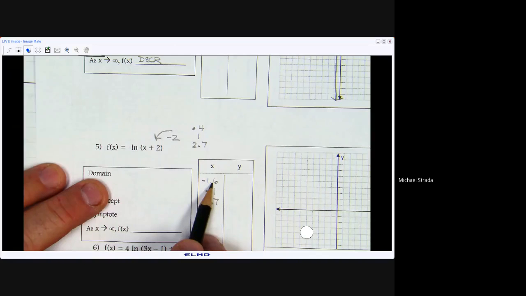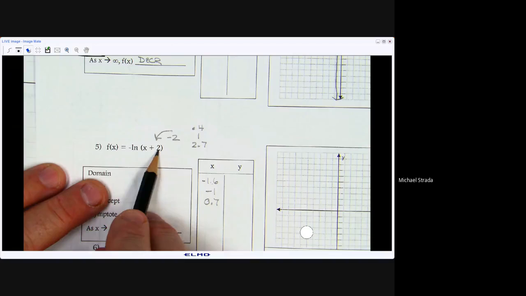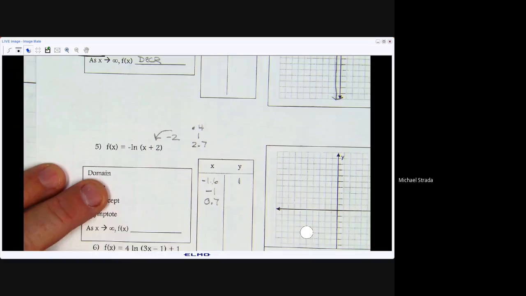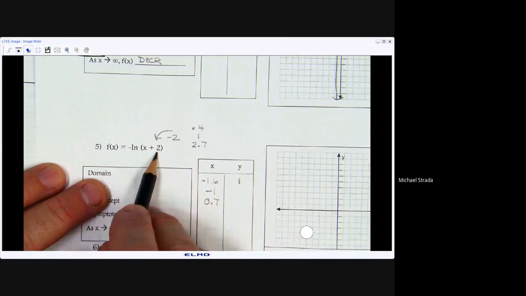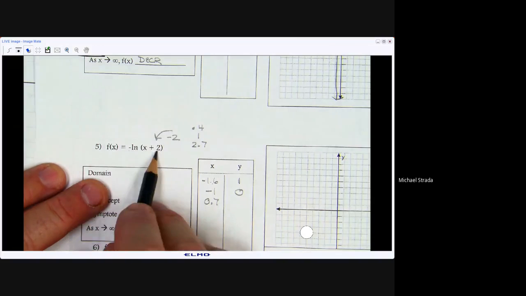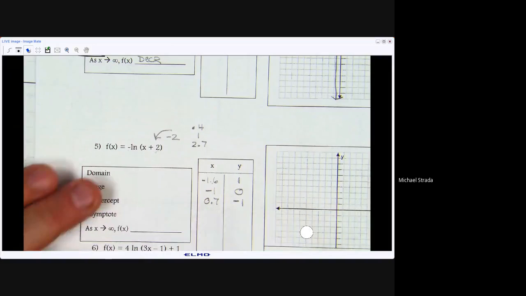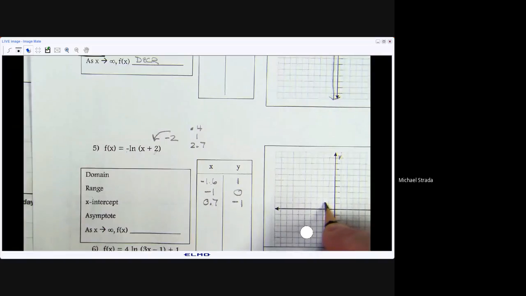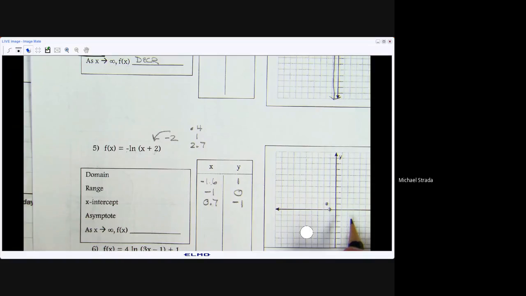When I plug in negative 1.6, it goes back to being 0.4. The natural log of 0.4 is negative 1, but the negative on the outside turns that into 1. When I plug in negative 1, that becomes 1, 0, the negative of 0 is still 0. When I plug in 0.7, I got 2.7. Natural log of 2.7 is 1, but the negative turns it into negative 1. So negative 1.6, 1. Negative 1, 0. 0.7, negative 1.